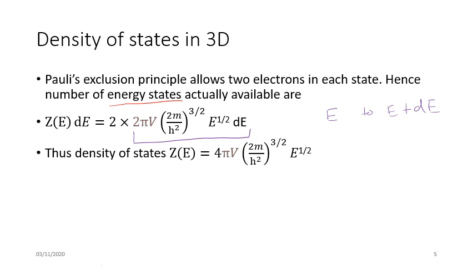So thus the energy states become 2 times this 2 pi V, that is 4 pi V into twice m upon h cross square raised to 3 by 2 into E raised to 1/2. Just the dE part is removed. So this is the final expression for the calculation of density of states.